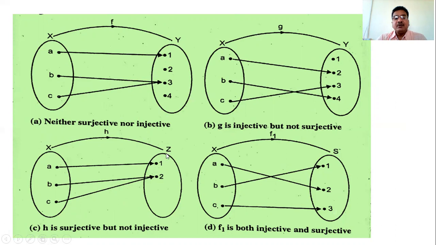Why surjective? Because its codomain contains only two elements, 1 and 2, and both elements have at least one pre-image. What is the pre-image of 1? It is A. What is the pre-image of 2? 2 has two pre-images. So the function is surjective if each element of the codomain has at least one pre-image; some elements may have more than one pre-image. The function is not surjective if there is an element in the codomain which has no pre-image. So this h and f1 both are surjective functions.